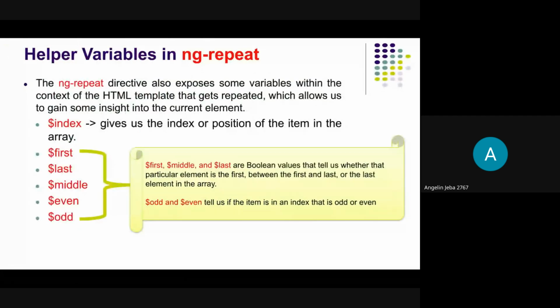What are the helper variables we use? Along with index, we use the dollar symbol followed by first, last, middle, even, and odd. First, middle, and last are Boolean values. They say whether it is the first element, the middle element, or the last element, and they represent only true or false. Odd or even will tell whether the item's index is odd or even, so it tells which index it is in.